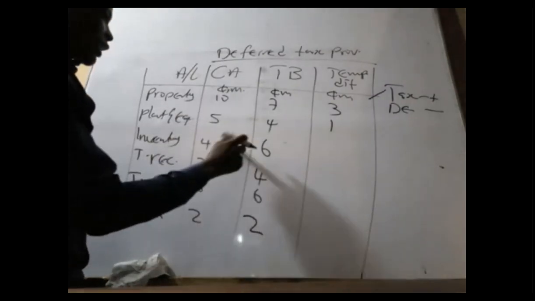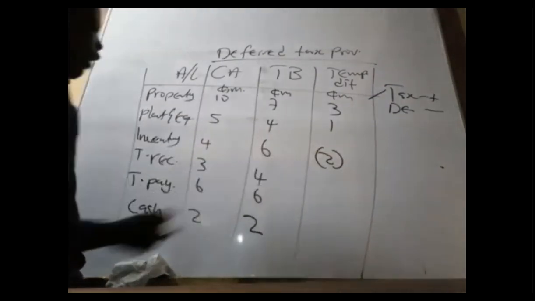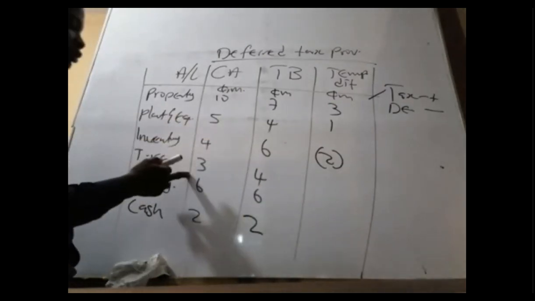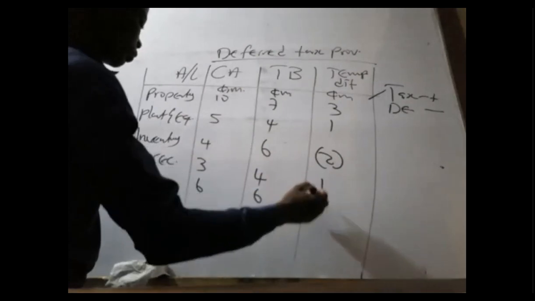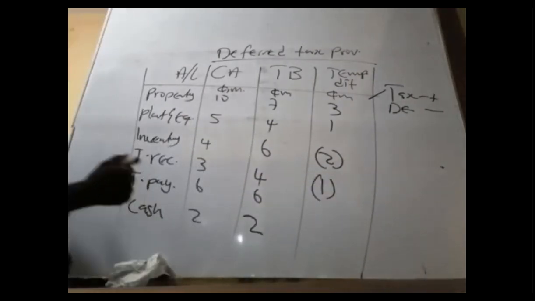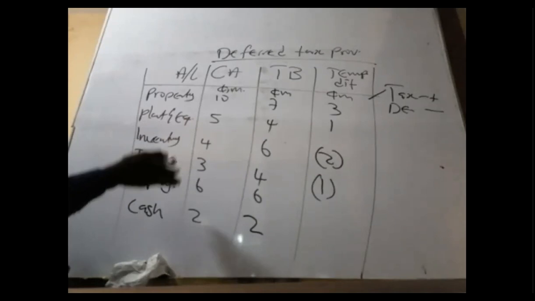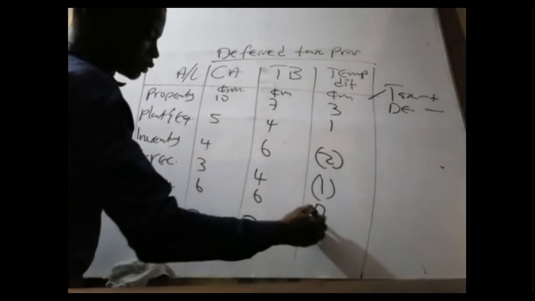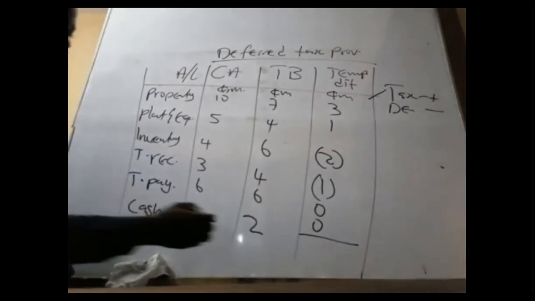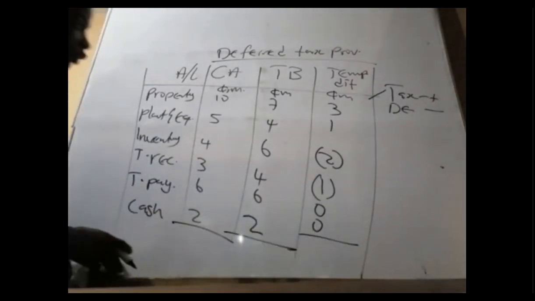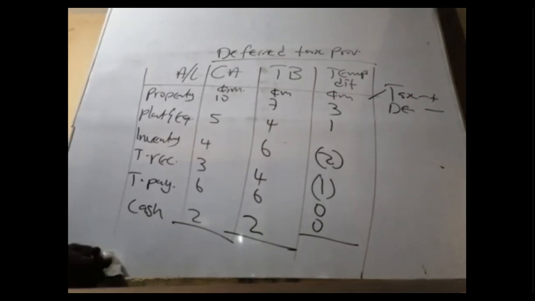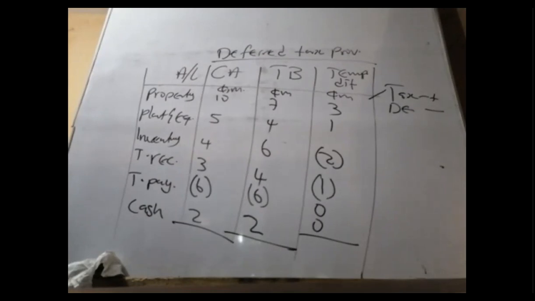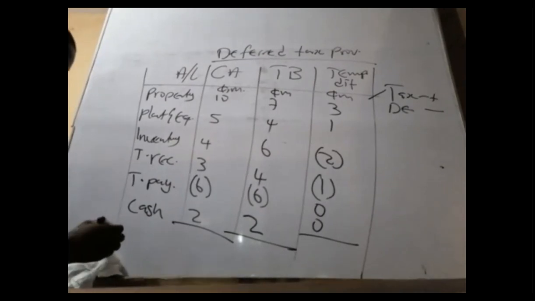Inventory 4 and 6, 2 is deductible. Why? Because the carrying amount is less than the tax base. Trade receivable, it is 1. It's also deductible. Trade payable 0 or dash. Cash also 0. Put all of them together. What's the total? So for the total carrying amount, in fact, subtract the trade payable, put it in brackets here, so you can get a net asset.